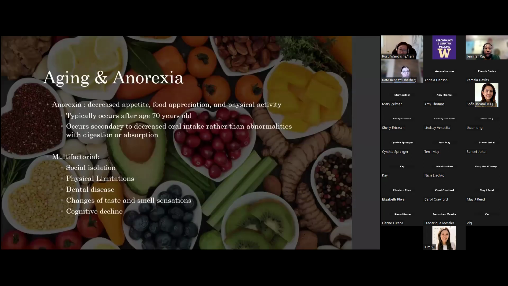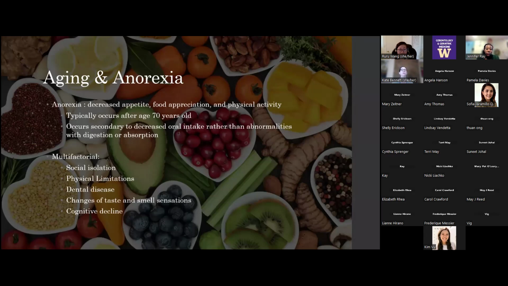So anorexia. The definition is obviously decreased appetite, decreased food appreciation, and some decreased physical activity, which can be contributing to anorexia too. It typically occurs after the age of 70 years old. We found that this happens by decreasing oral intake rather than through abnormalities with digestion or absorption, but that's with the caveat of patients not having specific GI symptoms that they're labeling.